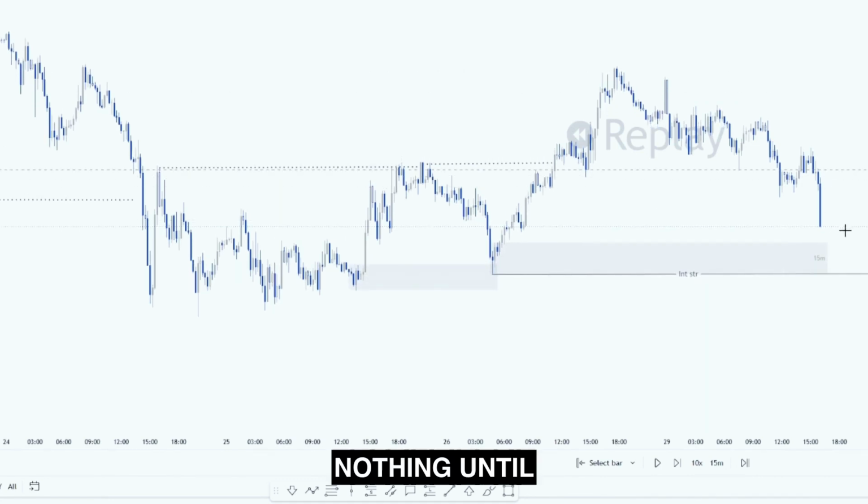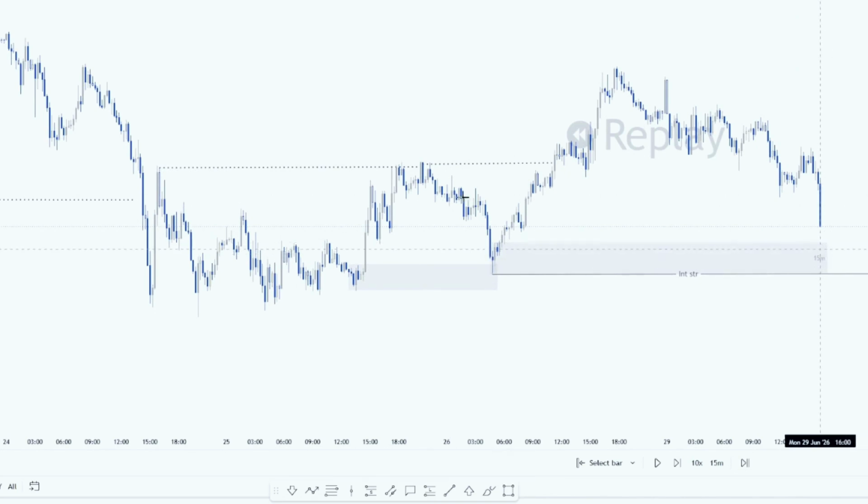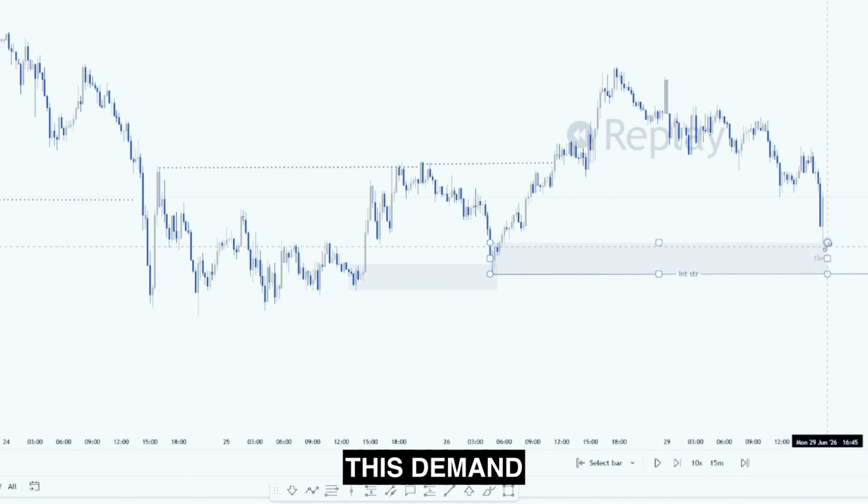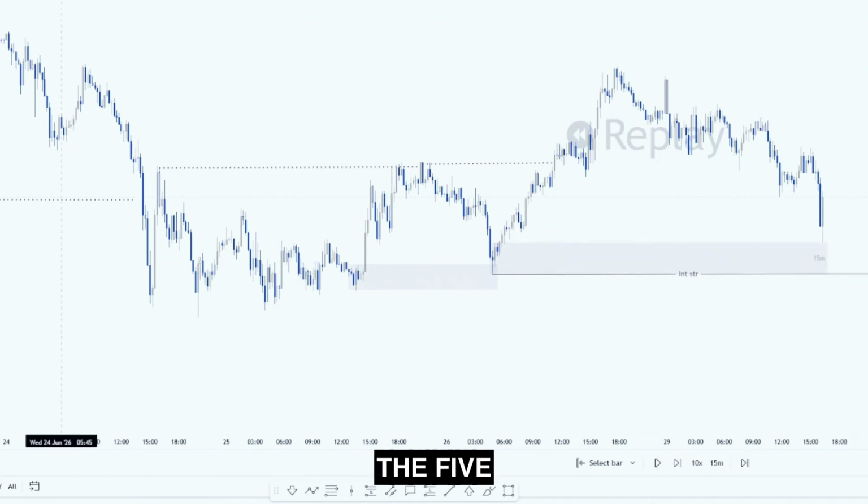So here I do nothing until price pulls back and mitigates this demand zone. Let's see, press price forward and see as it mitigates this zone. Price mitigated this demand zone. So now what do I do? I now move into my entry time frame, which is the 5-minute.